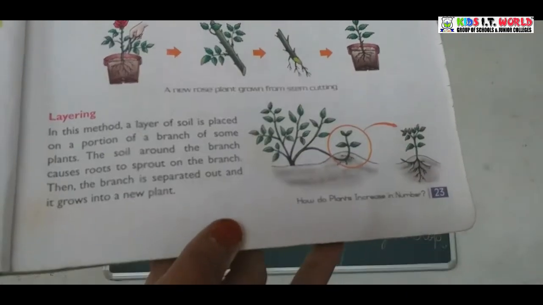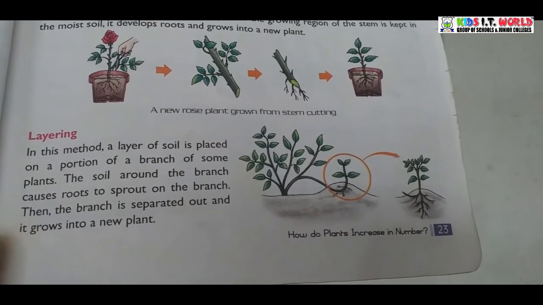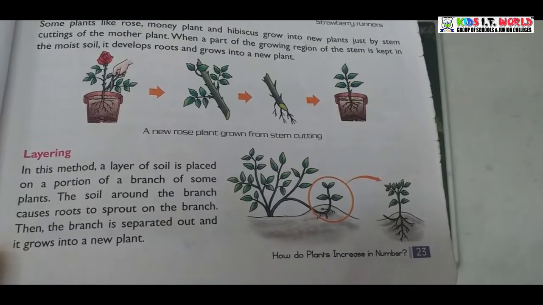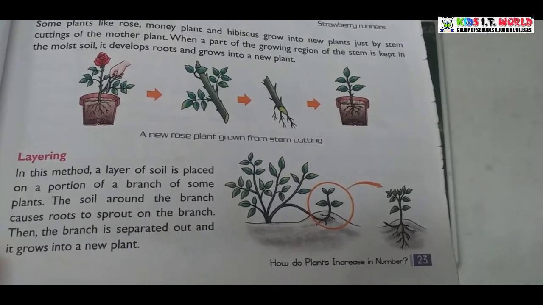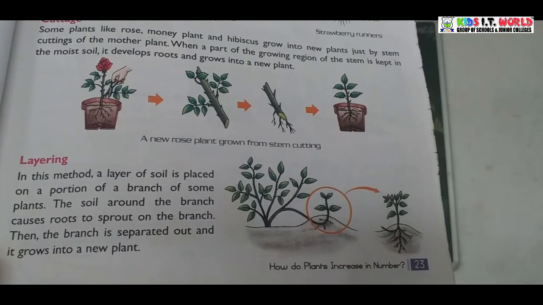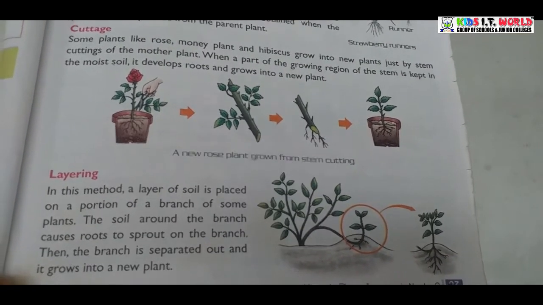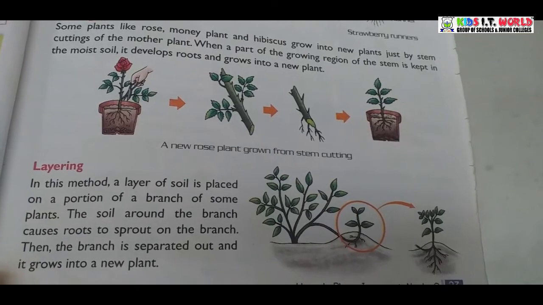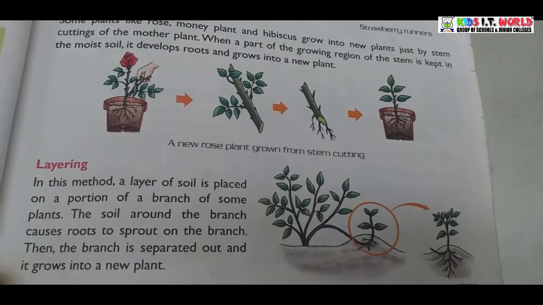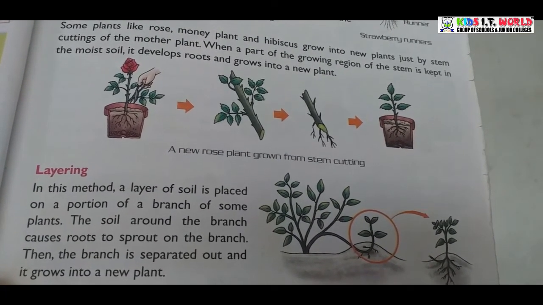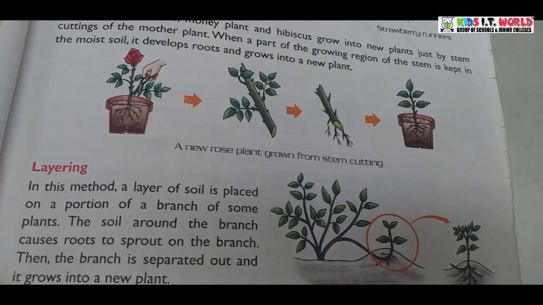Next is layering. In this method, a layer of soil is placed on a portion of a branch of some plant. You can do this example at your home also. The soil around the branch causes roots to sprout on the branch. Then the branch is separated out and it grows into a new plant.